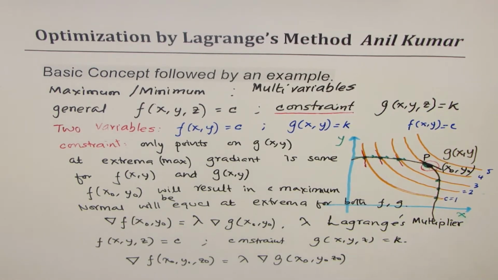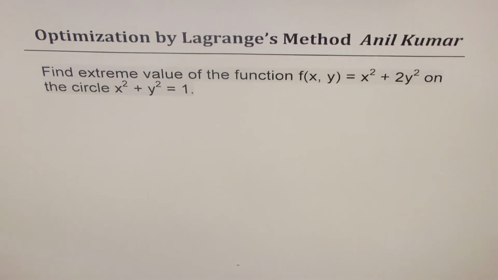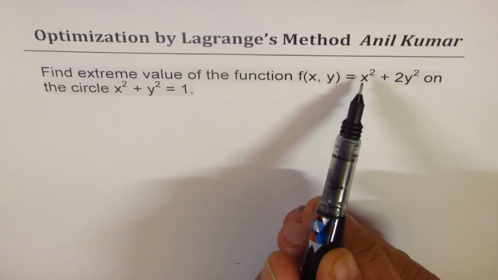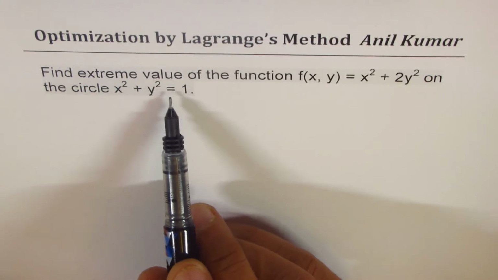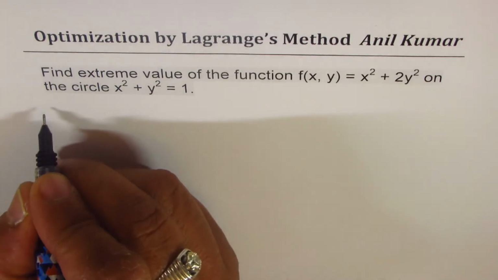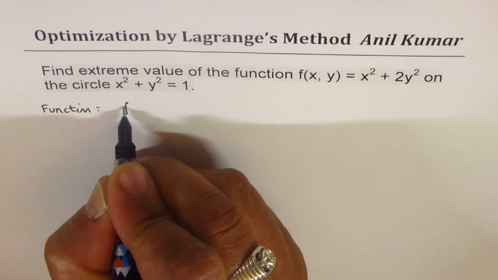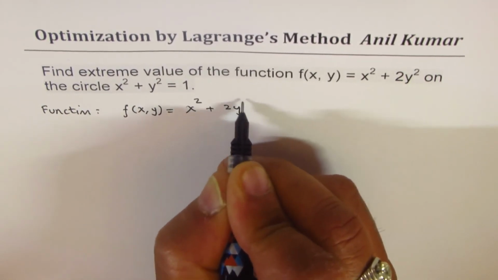So now let's take up the example and continue, rather understand it better with the help of our example. I hope the basic concept is absolutely clear. Now let's take this example, which is: find the extreme values of the function f(x, y) equals x squared plus 2y squared on the circle x squared plus y squared equals 1. So in this case, what is the function for us? Let's write down the function. So the function for us is f(x, y) equals x squared plus 2y squared, right?